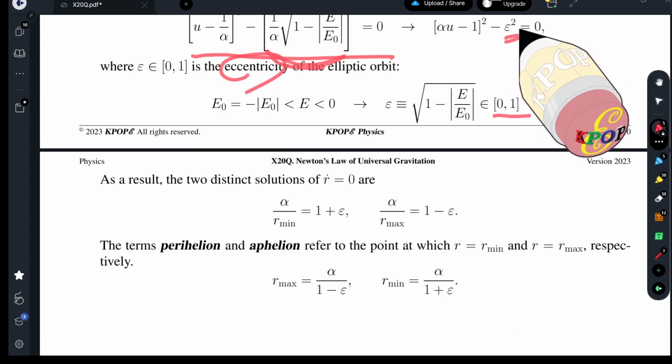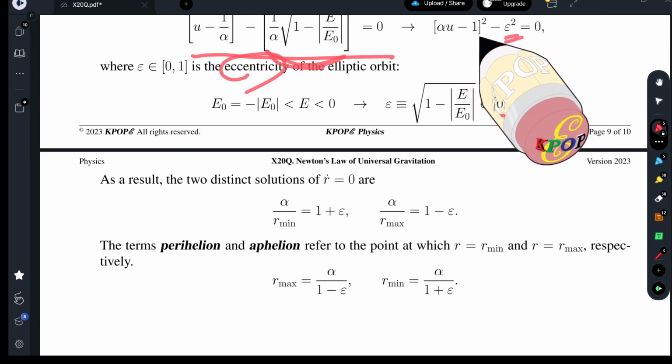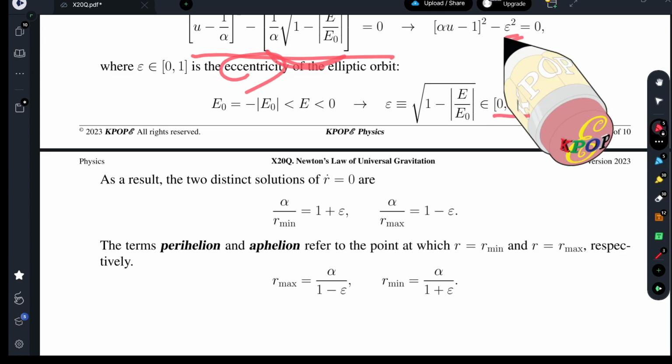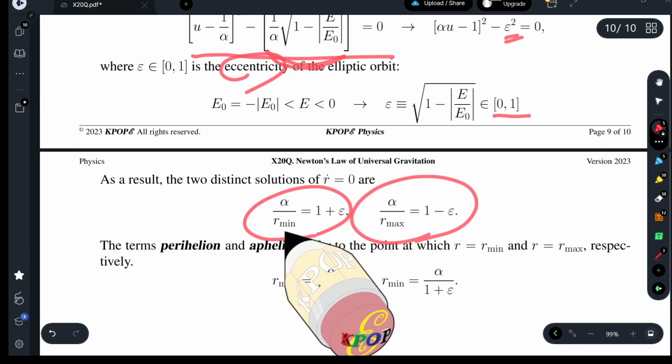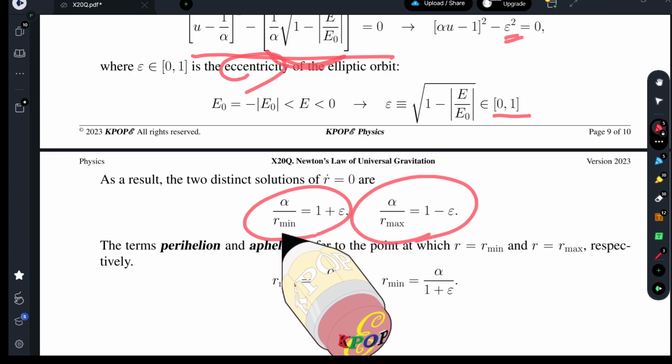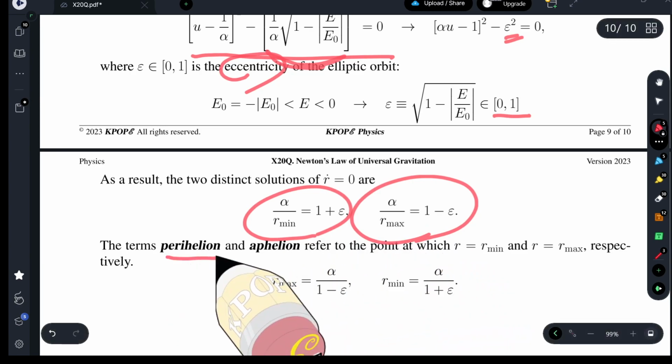If this eccentricity becomes 0, then the solution is a double root, that is a circular orbit. If it is not the case, we have two solutions, and that determines the minimum and maximum radius. And we have a special name for this historically.